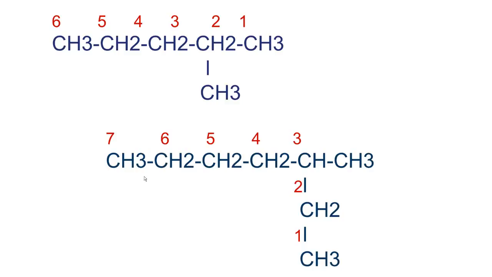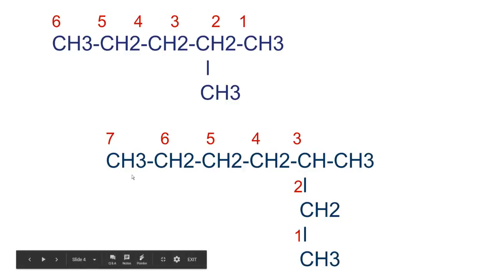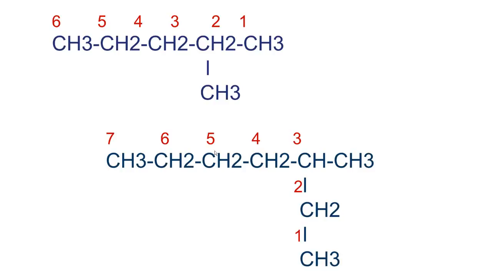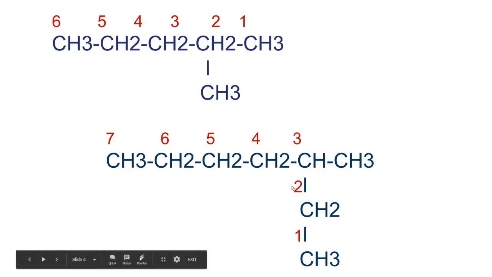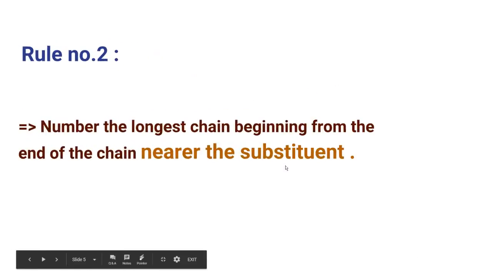Students, the longest continuous chain may not always be obvious from the way the formula is written. Notice, for example, here the longest continuous chain is heptane. It consists of 7 carbons, 1, 2, 3, 4, 5, 6, 7. You're not going to start counting from this carbon because if you start from here, it will end up in 6 carbons, which is not correct. So you have to be very careful and choose wisely which one is the longest continuous chain.